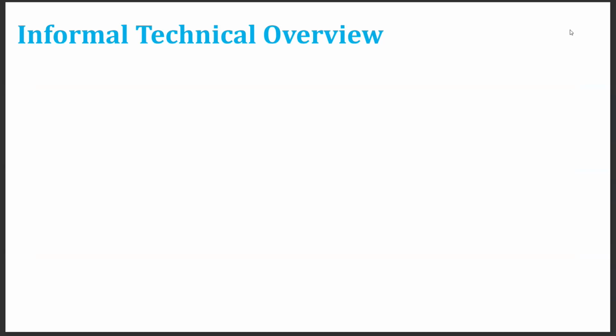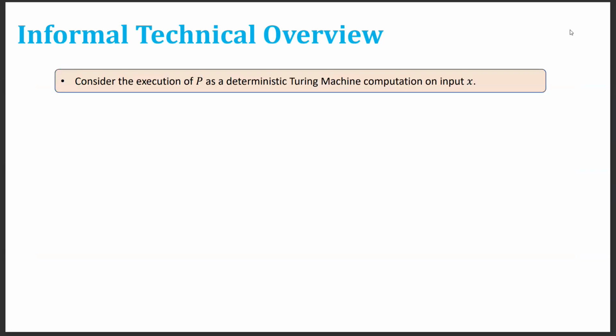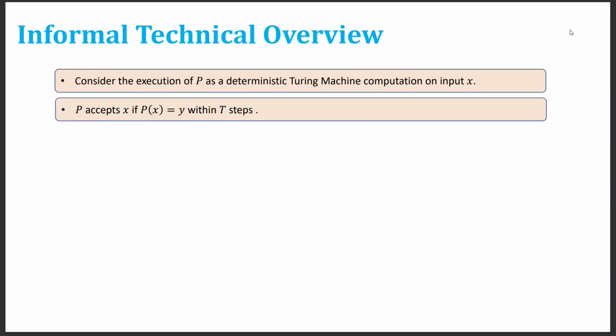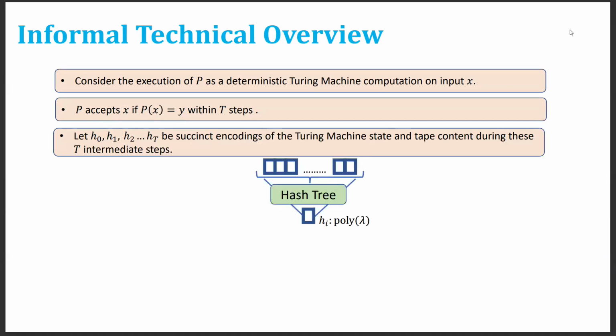For the sake of time, I'll just go through an informal discussion of what our techniques are, and I'll probably sweep a lot of technical details under the rug. To begin with, we can consider the execution of a program P on X as a deterministic Turing machine that takes X as input and does some computations on it. And P will accept X if P of X is Y within some T steps, which is known in advance. Now if we look at the stepwise computation of this Turing machine and we look at what the tapes look like, we can encode the content of the tape at every ith computation into some very succinct encoding using a hash tree.